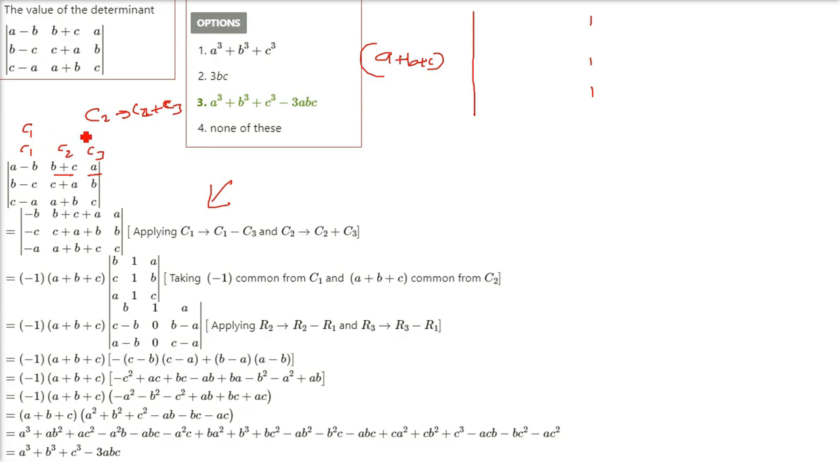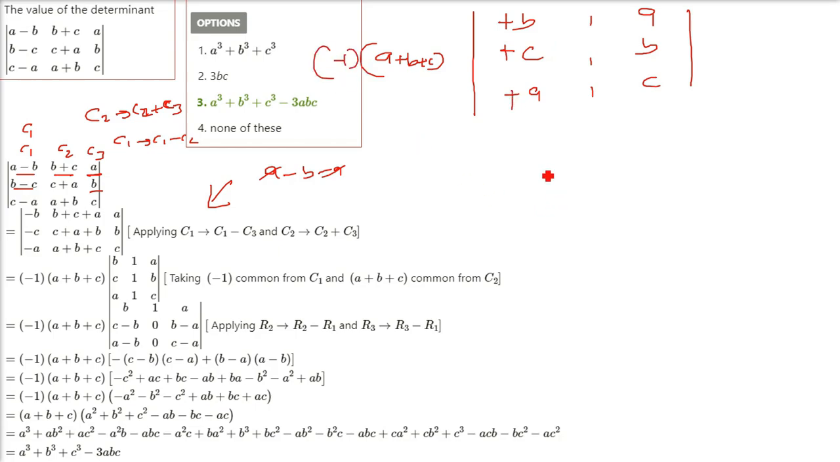If we change column 1 to column 1 minus column 2, what are you going to get? A minus B minus A. So A minus B minus A gets cancelled, you will get minus B. Write minus B here. B minus C minus B, so you get B minus C. C minus A minus C, so you get minus A here. Here you have ABC already. So you can take negative 1 outside.